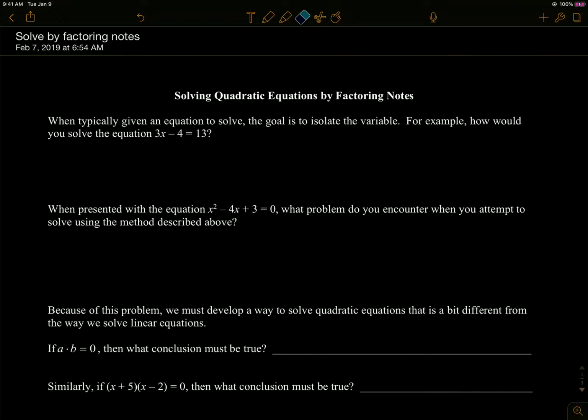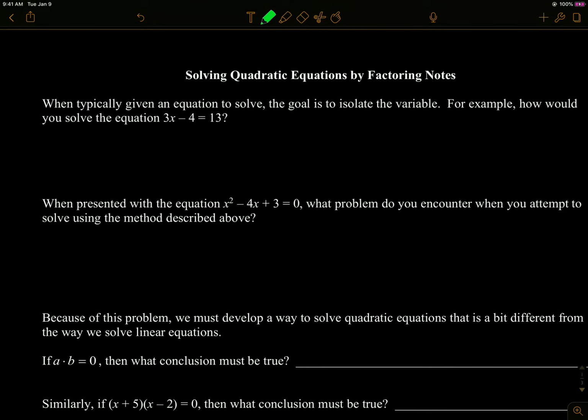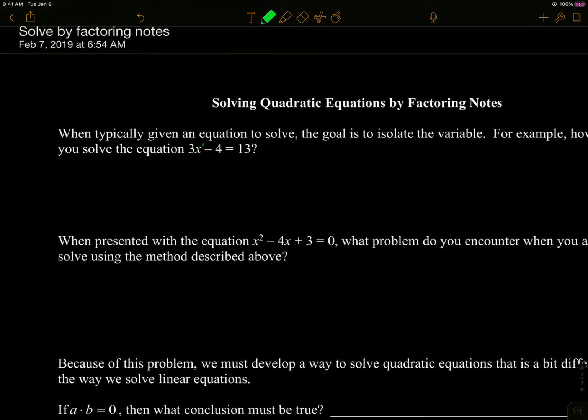Okay, so now we're going to look at solving quadratic equations, and factoring is going to be one of the methods we're going to use to do that. First, we're going to look at when we solve. Notice this is a linear equation. The power of x is 1.